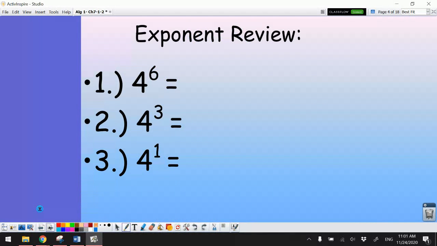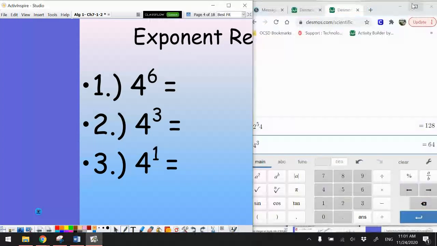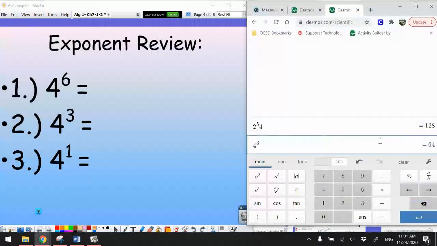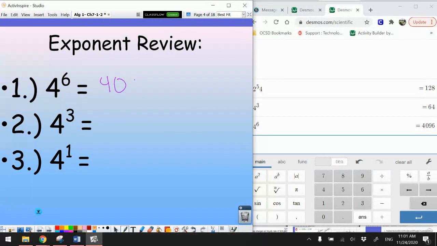All right, so let's use our calculator to figure out what these numbers are. So 4 to the 6th. I'm going to press 4 to the 6th power. That gives me 4096. I already did 4 to the 3rd. That's 64. And 4 to the 1st just tells me that's 4. Remember, this was 4 times 4 times 4. And this one is 6 times: 1, 2, 3, 4, 5, and 6.